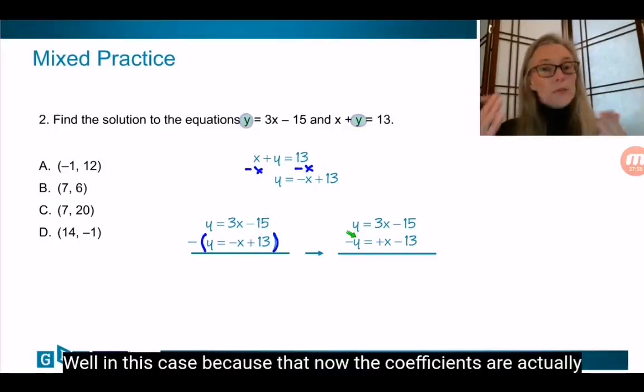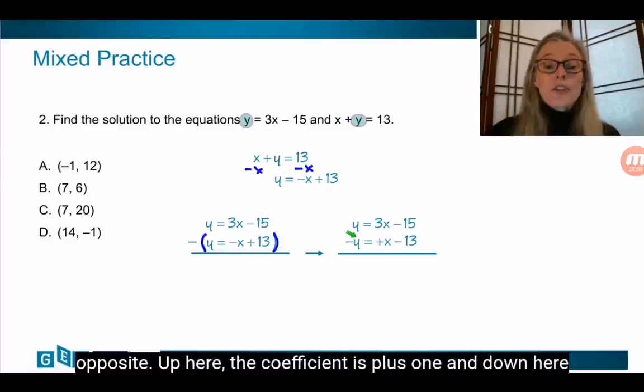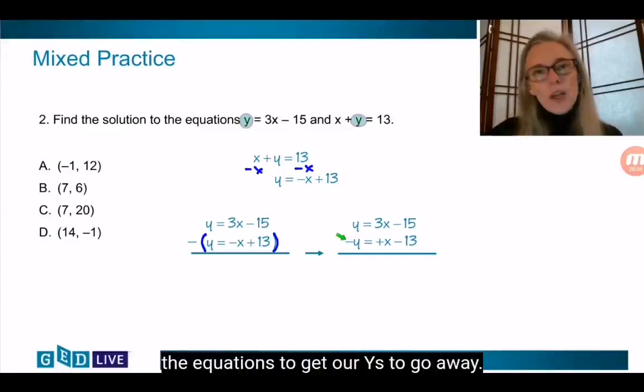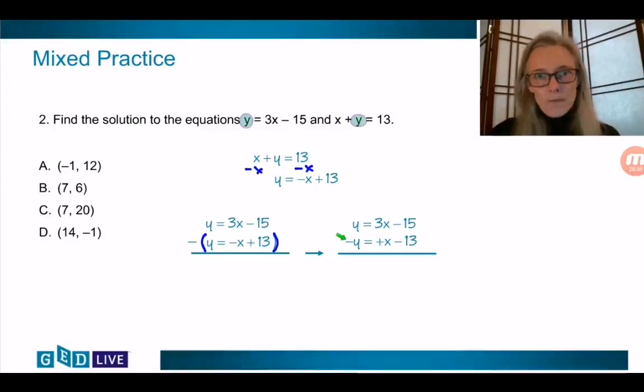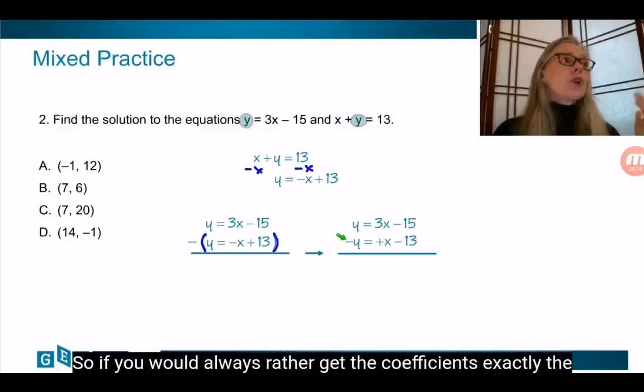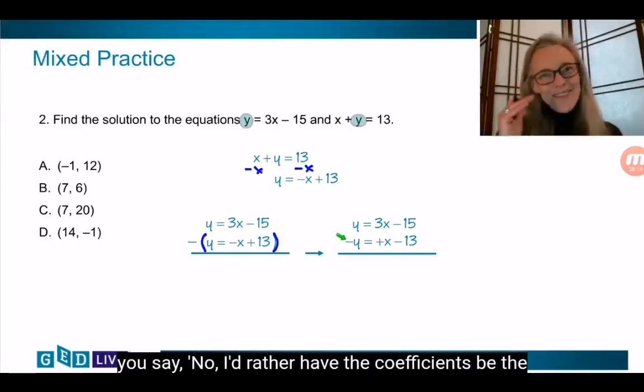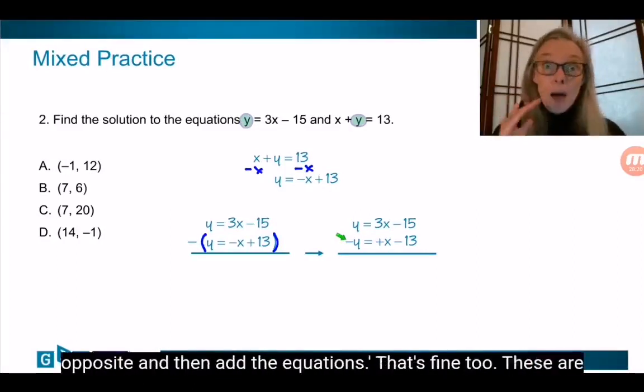Well, in this case, because now the coefficients are actually opposite. Up here, the coefficient is plus 1, and down here, the coefficient is minus 1. We're actually going to add the equations to get our y's to go away. So if you would always rather get the coefficients exactly the same and subtract, that's fine. If your brain works better when you say, no, I'd rather have the coefficients be the opposite and then add the equations, that's fine too.